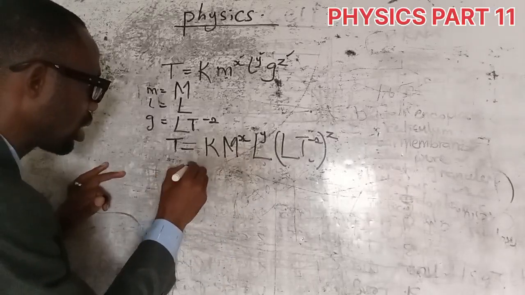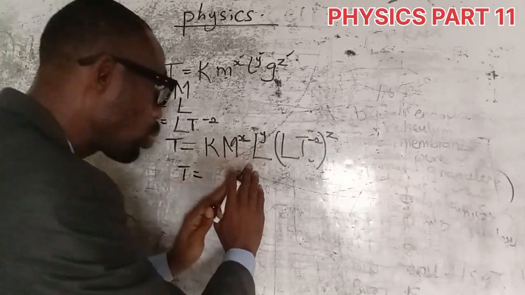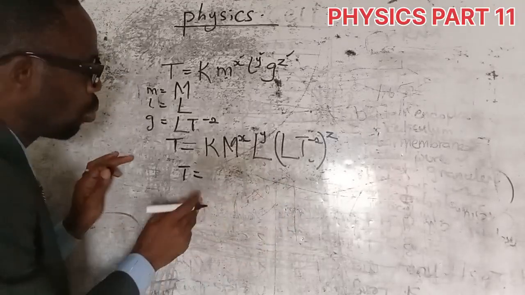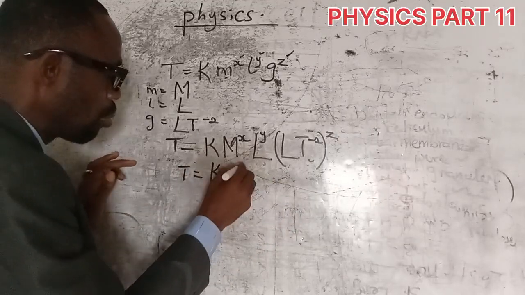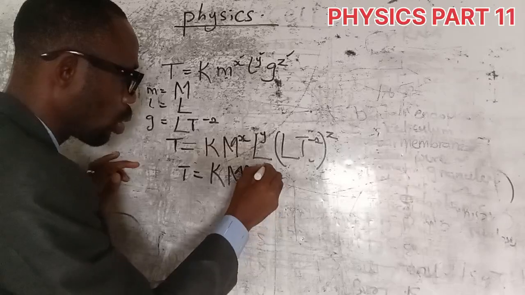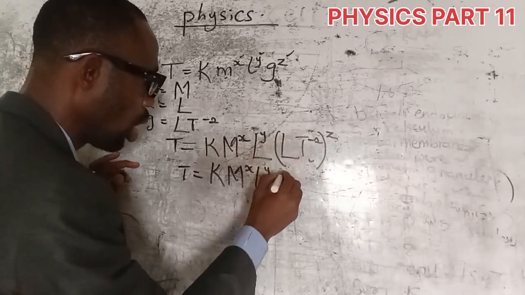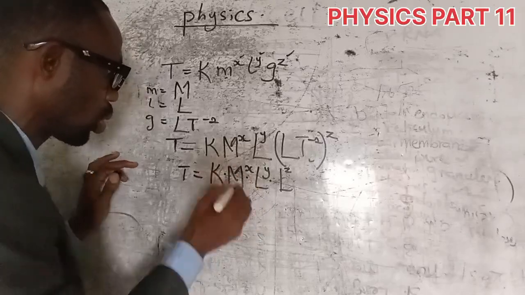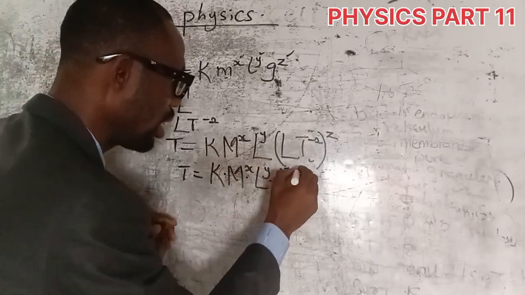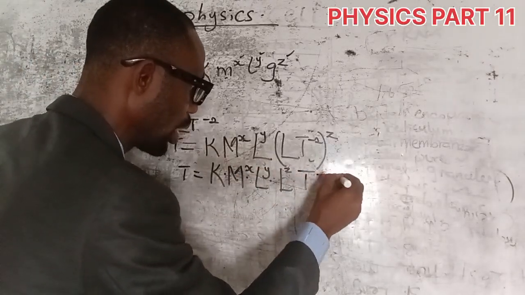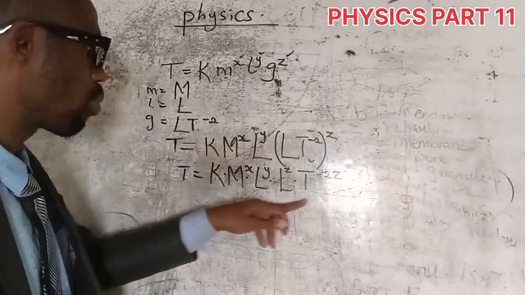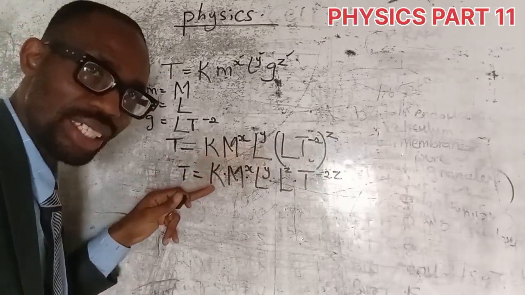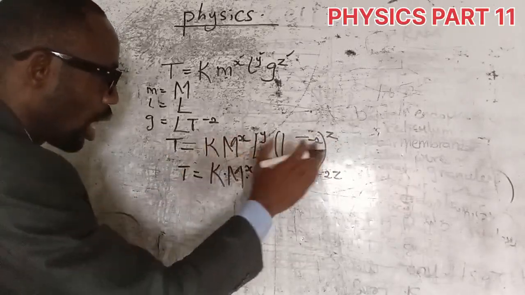So what do we do next? T will now be equal to K, M raised to power X, L raised to power Y. We have to rearrange these dimensions and connect the terms. Bring it out, and this will turn to L raised to power Z, with a dot representing multiplication, and T raised to power minus 2Z. Having done this, we've been able to simplify this dimension.